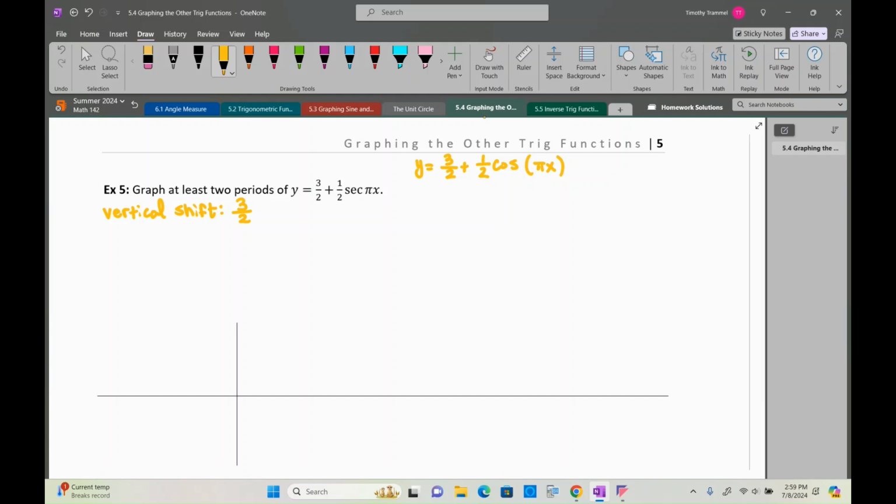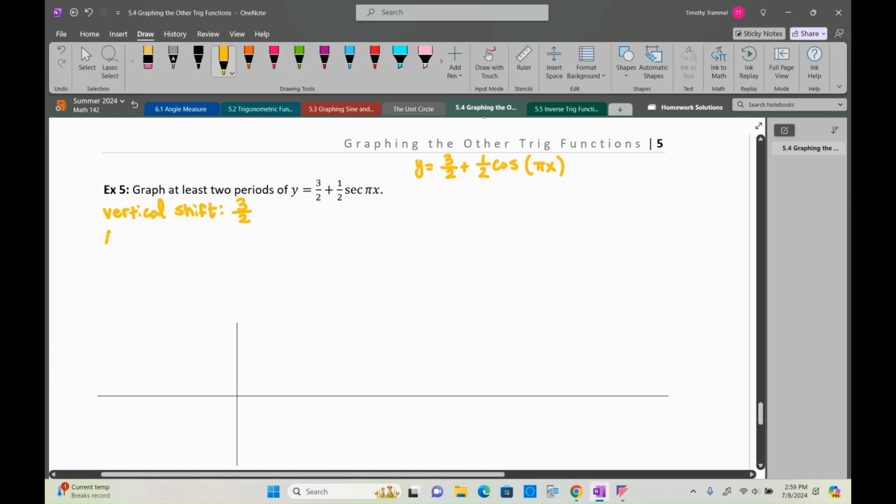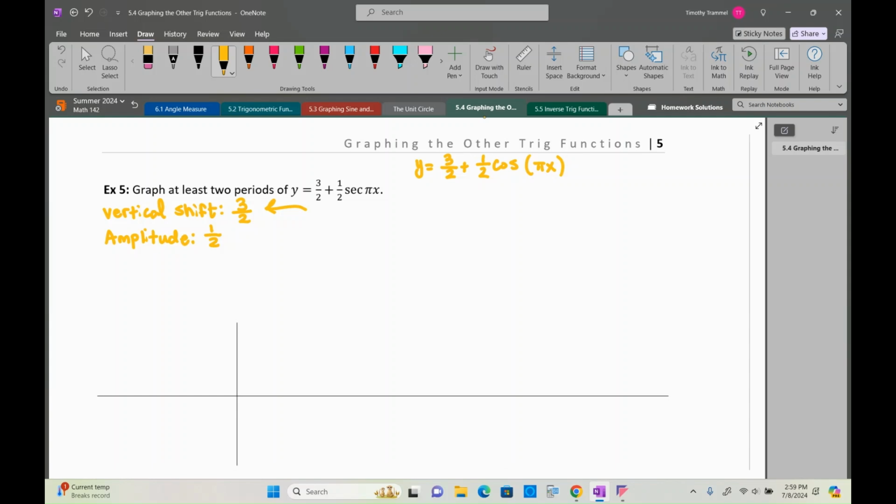Okay. Now, it also has a vertical stretch of 1/2, or the amplitude. Maybe I'll call it amplitude here since we're talking about cosine. So amplitude is just 1/2. Okay. So this is going to scoot the middle of the wave up 3/2 units, but we're only going to have to go up 1/2 and down 1/2 from that since our amplitude's only 1/2. So let's see if we can maybe put that on here.